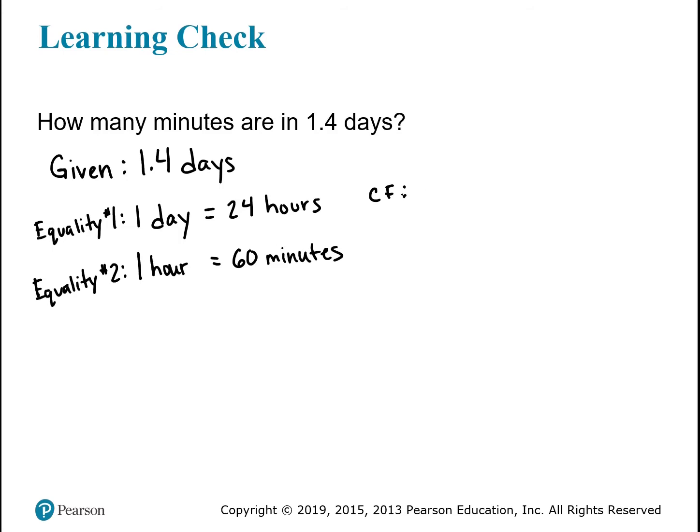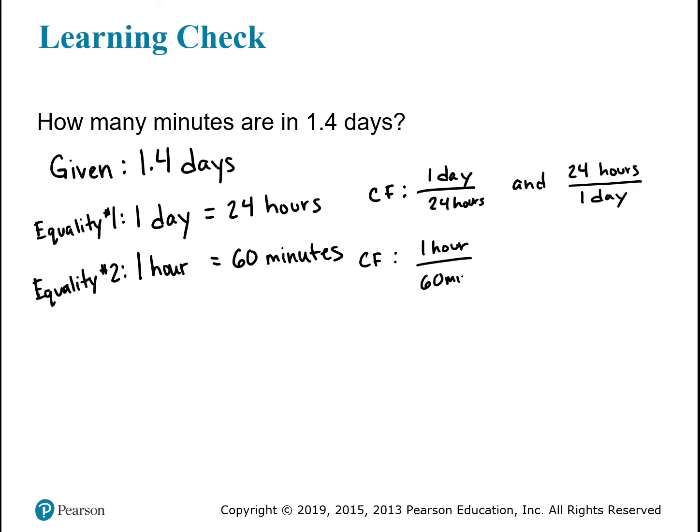So here are our conversion factors for equality 1. 1 day over 24 hours. And then you flip it around. 24 hours over 1 day. For the second equality, you've got 1 hour over 60 minutes. And the reciprocal, 60 minutes over 1 hour.